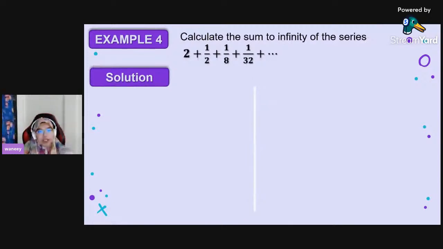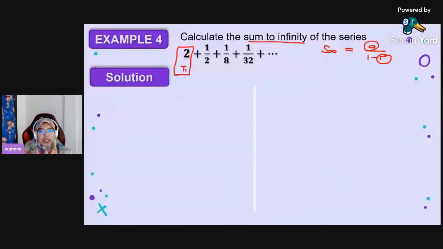Calculate the sum to infinity of the series. So we have 2 plus 1 over 2 plus 1 over 8 plus 1 over 32 plus dot dot dot. Okay, so sum to infinity. What is the formula for sum to infinity? The formula is a over 1 minus r. Okay, so we need to know what is our first term and what is the common ratio. So of course the first one, this is the first term, or that is actually our a.